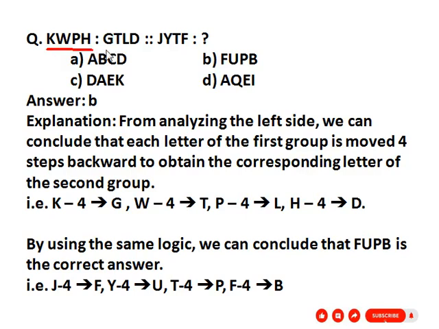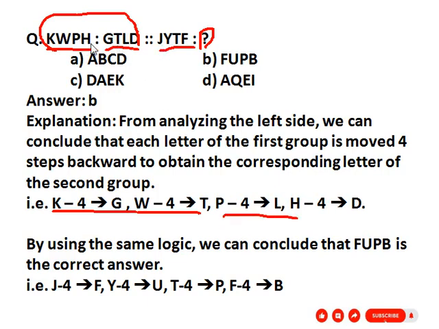Now our next question is: KWPH : GPLD :: JYPF : ? Here see the first group, KWPH, GPLD. So see here K and G. What is the relation between K and G? K minus 4 is G. Then W minus 4 is S. Then P minus 4 is L. Then H minus 4 is D.